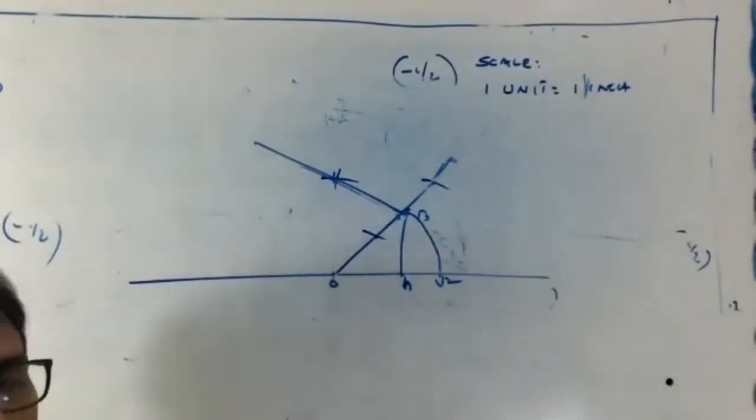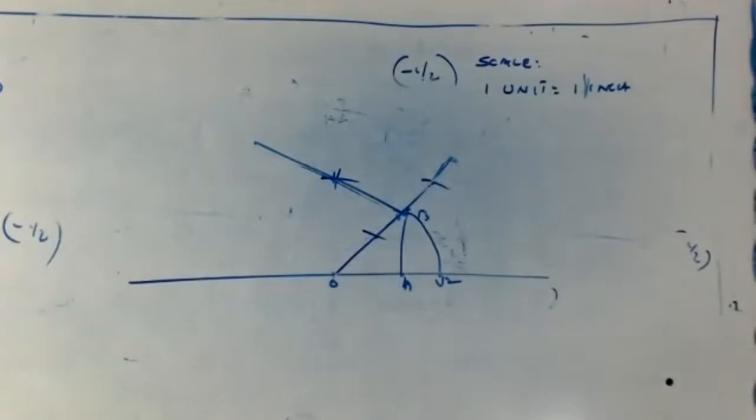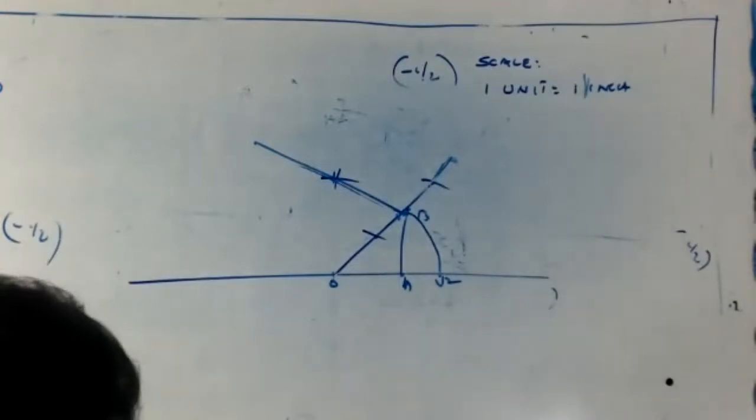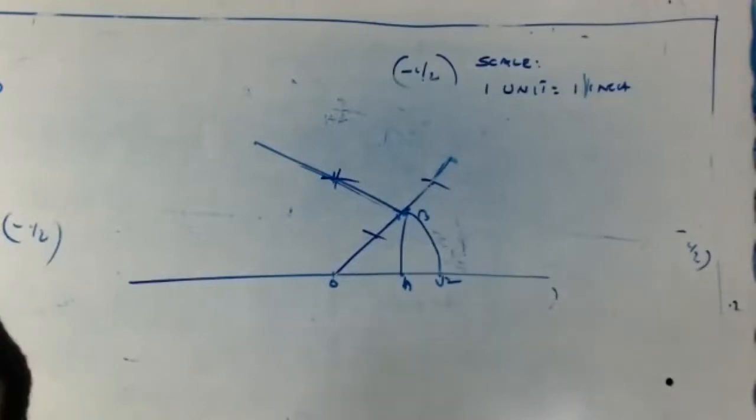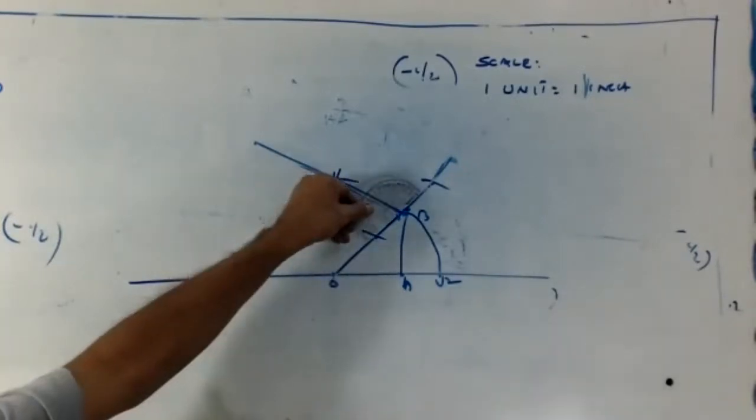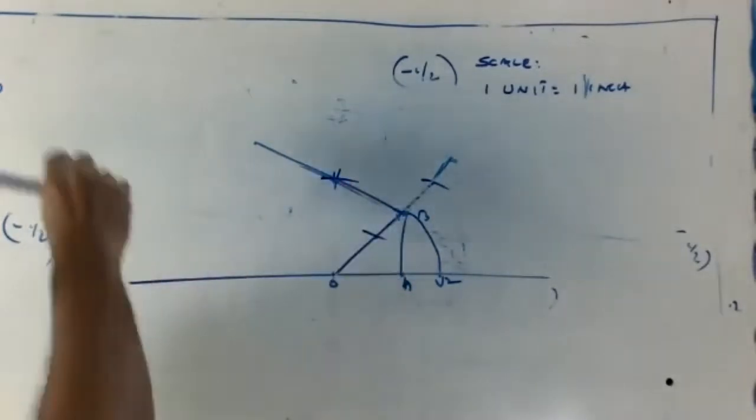Draw a line. If you are using a protractor, it is very simple. Suppose you are using a protractor, just keep the protractor here and take a line. That's enough.